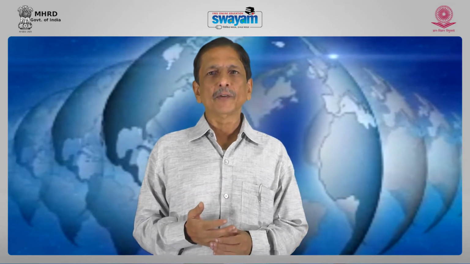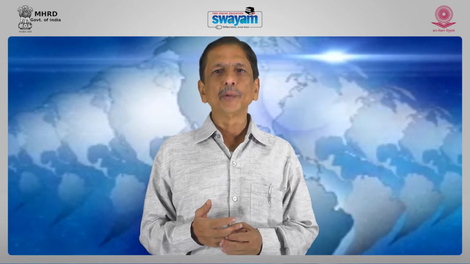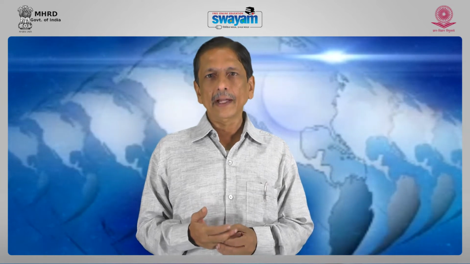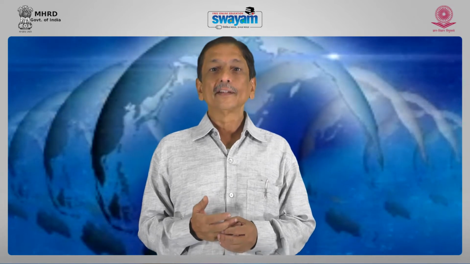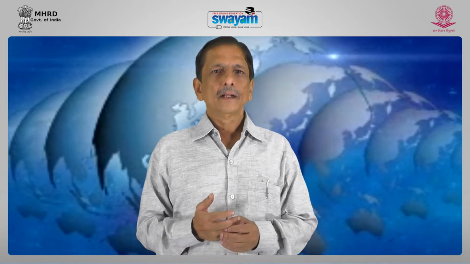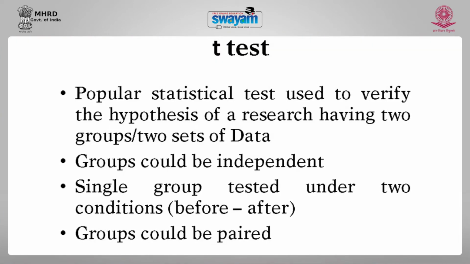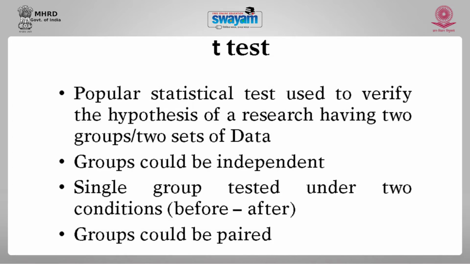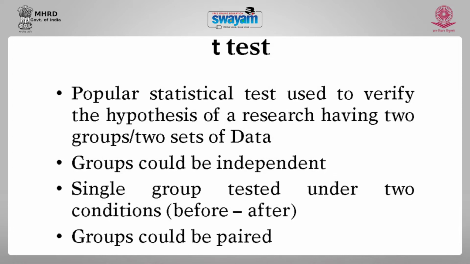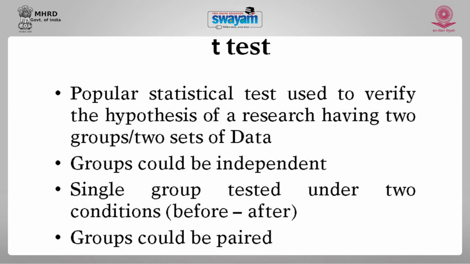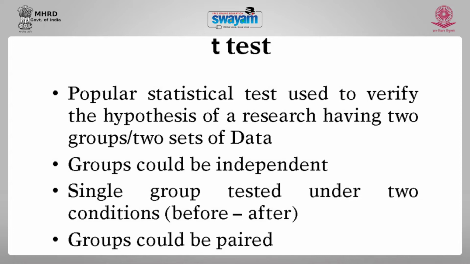After understanding the difference between parametric and non-parametric statistics, let us move on to one of the popular tests that is used to compare and to verify the hypothesis of the study. This is known as the t-test. It is also known as the student t-test. Now, the t-test is a popular statistical test used to verify the hypothesis of a research having two groups or two sets of data. Groups could be independent, say for example between the genders male and female, or urban and rural, or the different religions. So there are two different independent groups.